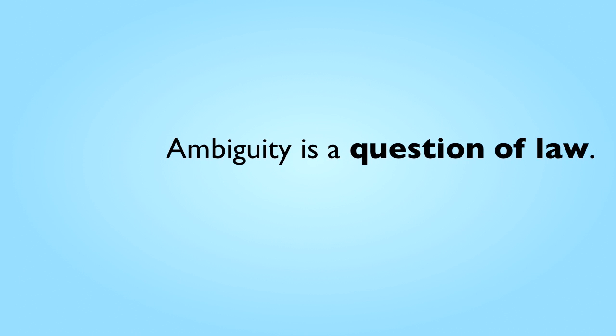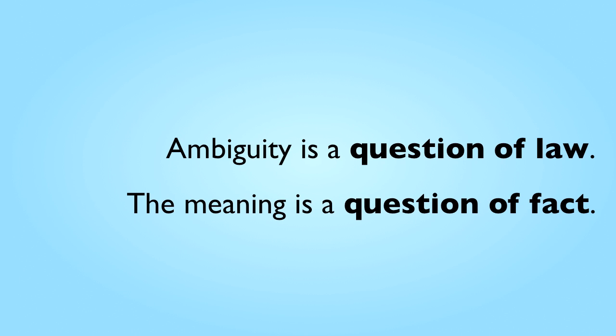According to classical contract doctrine, whether or not an ambiguity exists is a question of law to be determined by the judge. Once the judge determines that there is an ambiguity, the meaning of the ambiguous word or phrase is a question of fact. So in practice, this means that before the extrinsic evidence can be admitted at trial, the judge must make a prior determination that there is an ambiguity in the contract.